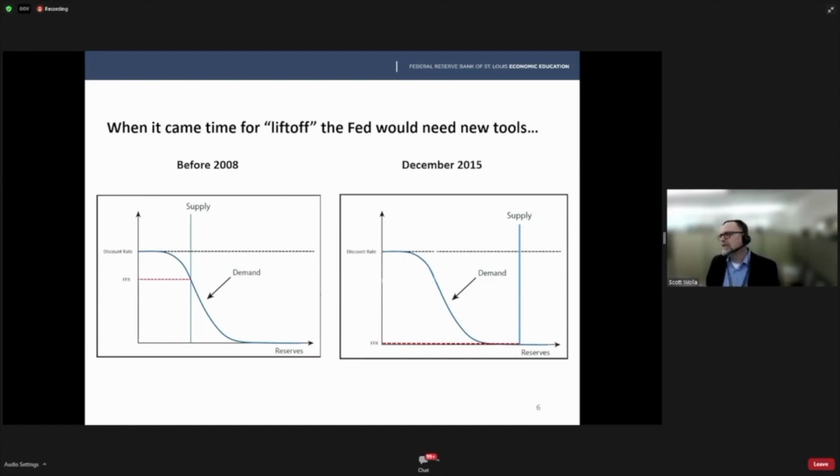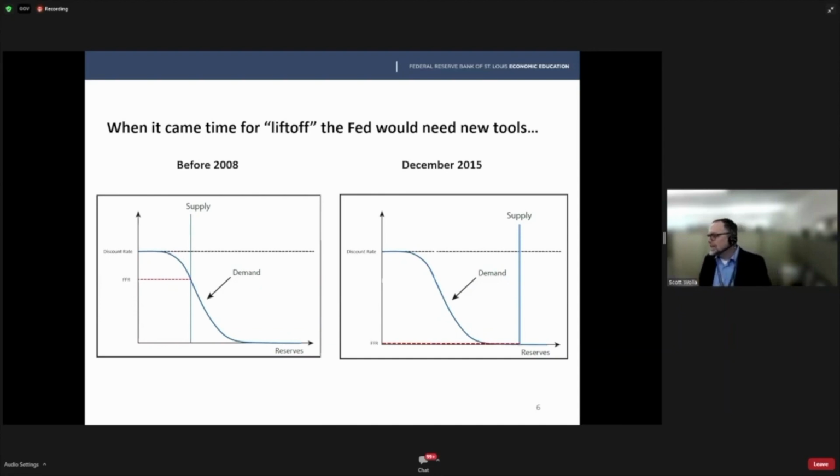The Fed had been discussing an update to its tools for quite some time before the financial crisis, but this opportunity lent itself to launching those new tools. And so you see before 2008, this is what we just discussed. The supply curve is in the downward sloping part of the demand curve. But as the Fed responded to the financial crisis and pushed a lot of reserves into the banking system, it shifted that supply curve way out to the right.